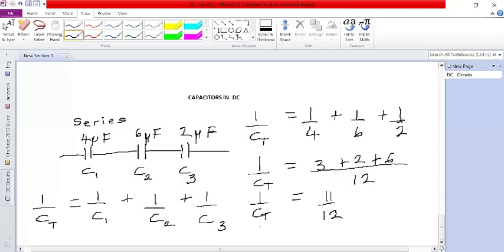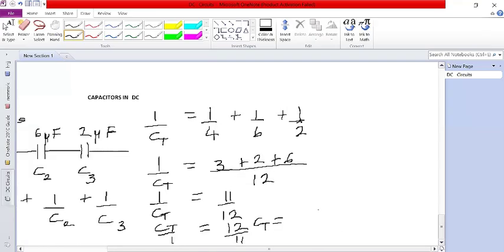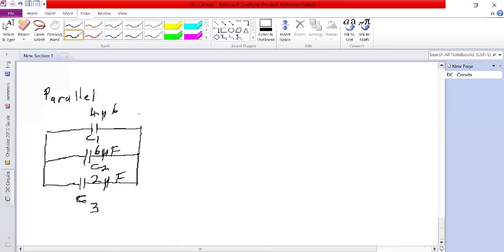Then for us to find the capacitance, we have to invert both sides. If we invert the left-hand side, we get CT over 1 being equivalent to 12 over 11. So the total capacitance CT is equal to 12 divided by 11. So the total capacitance is going to be 1.09 microfarads.